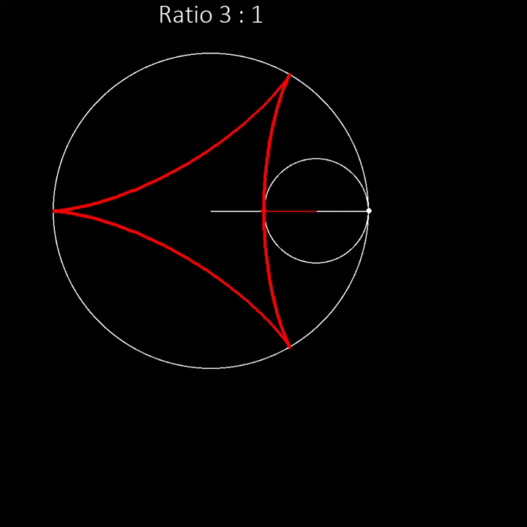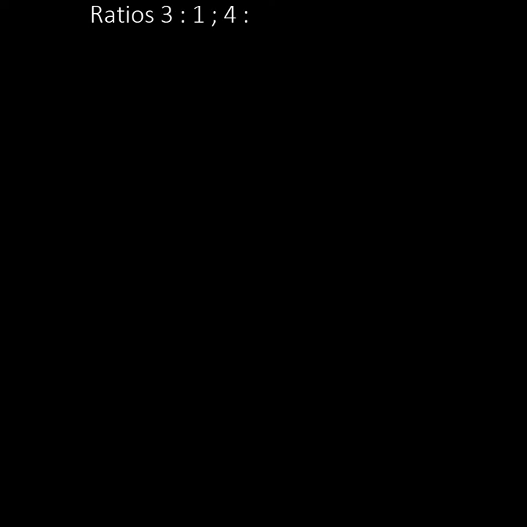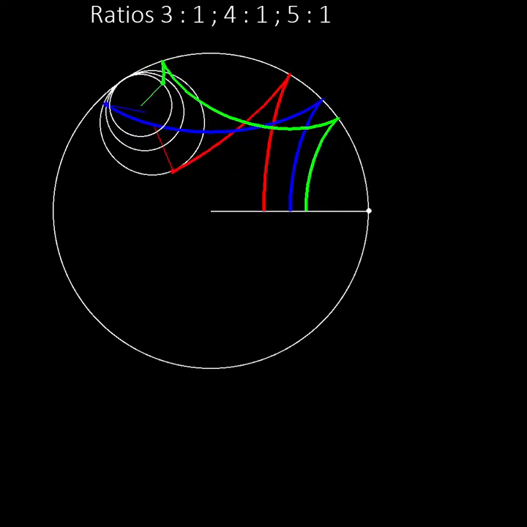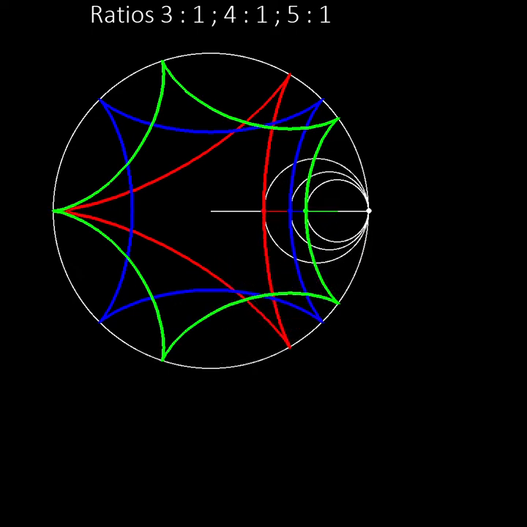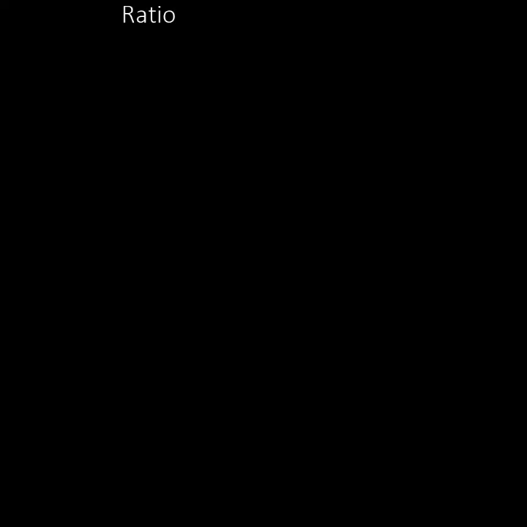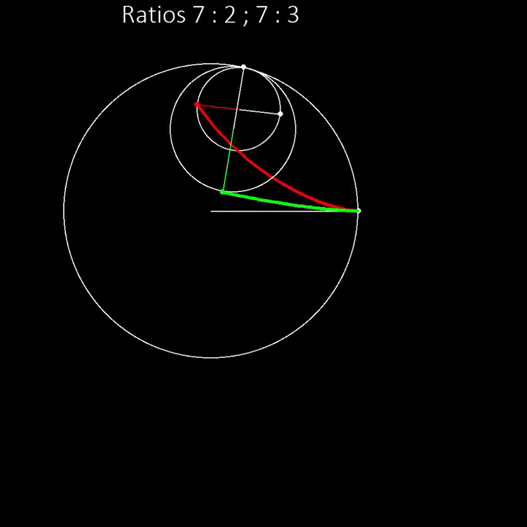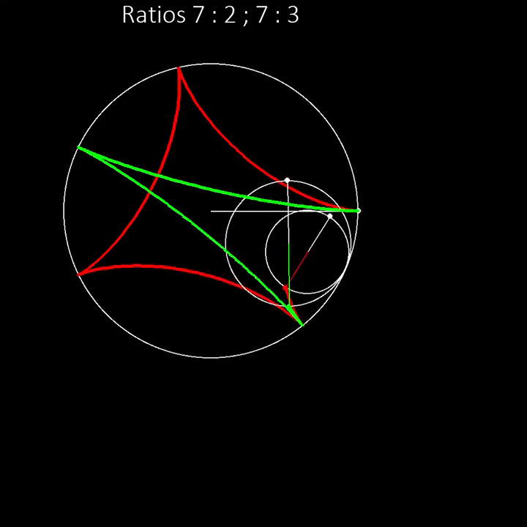Just as with epicycloids, we can draw hypocycloid curves with different ratios. Here are the hypocycloid curves with ratios 3 to 1, 4 to 1 and 5 to 1, drawn in 3 different colours. And we can draw more complex hypocycloid curves. Here are the hypocycloids with ratios 7 to 2 in red and 7 to 3 in green.